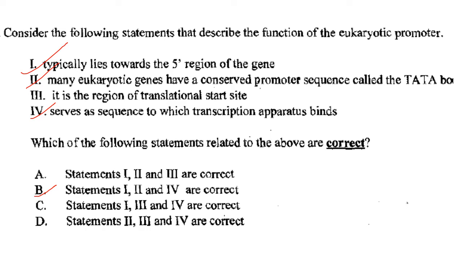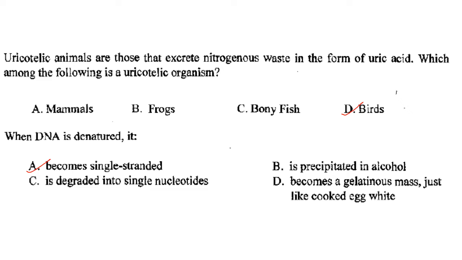Two more are there. It is the region of translational start site. It is not translation, it is transcription. Then serves as sequence to which transcription apparatus bind. So the 4 is correct. So the answer is option B, that is statements 1, 2 and 4 are correct. Uricotelic animals are those that excrete nitrogenous waste in the form of uric acid. Which among the following is a uricotelic organism? So it is birds. Answer is option D.